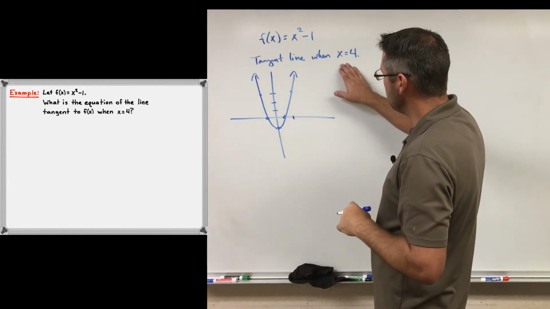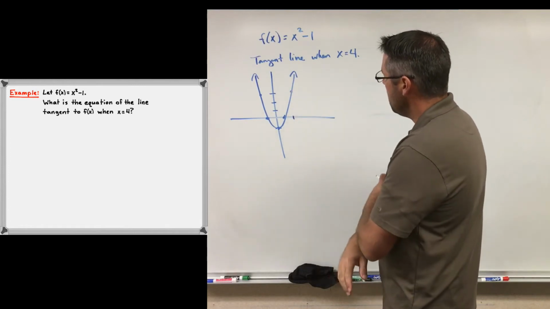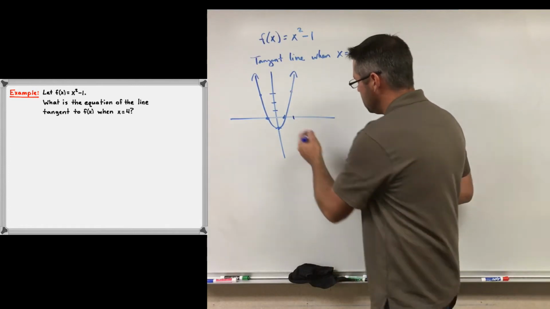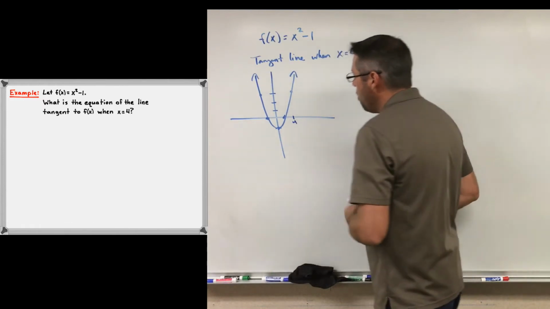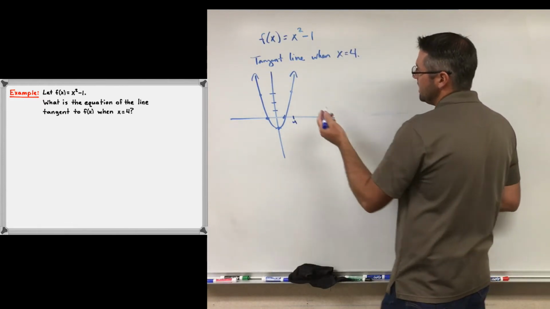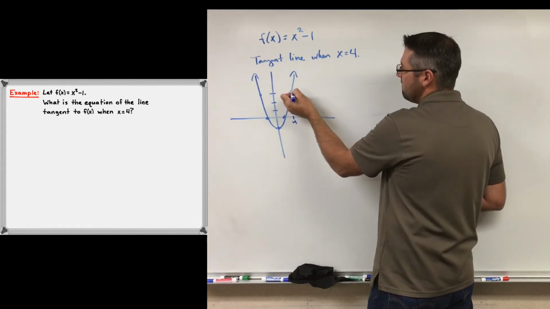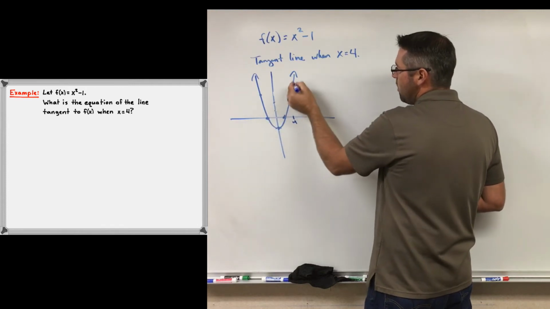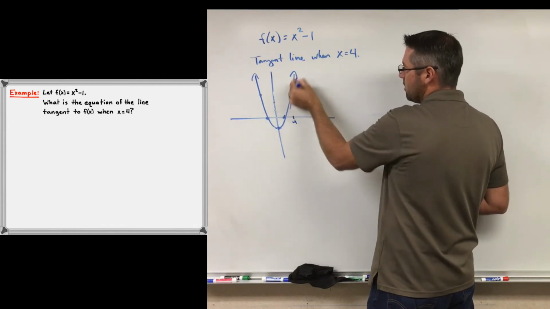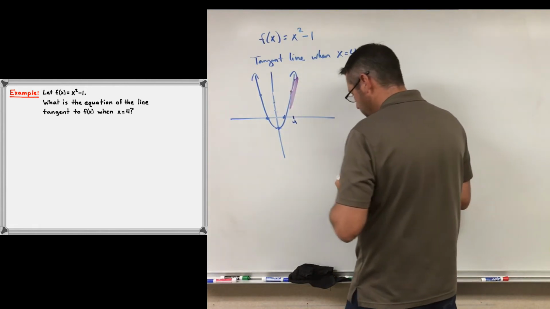Now, we're looking for the tangent line when x equals 4, which is way out here. But let's just pretend that this is 4 right here. It's not, but let's pretend. The question is, what is the equation of the line tangent to this curve when x equals 4? If this is the position when x equals 4, and I draw a tangent line here, I am asking for the equation of that line.